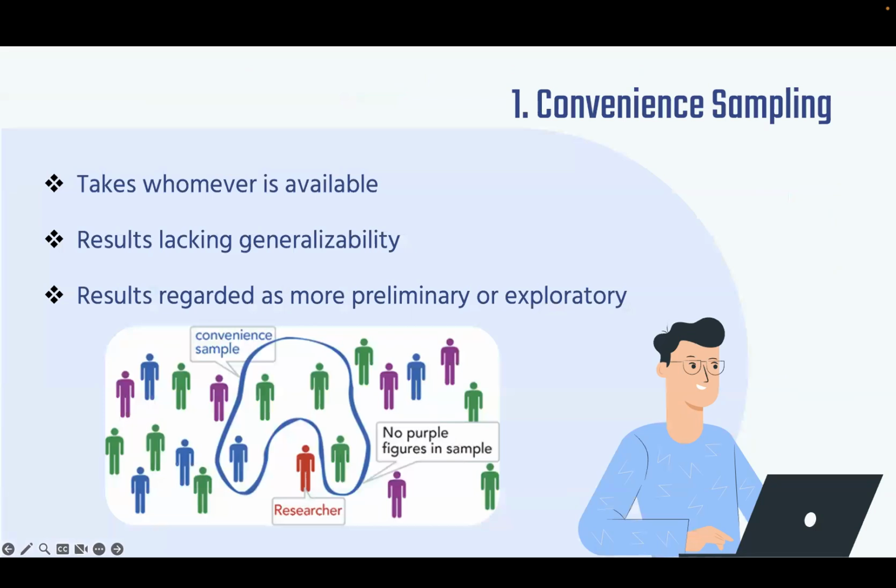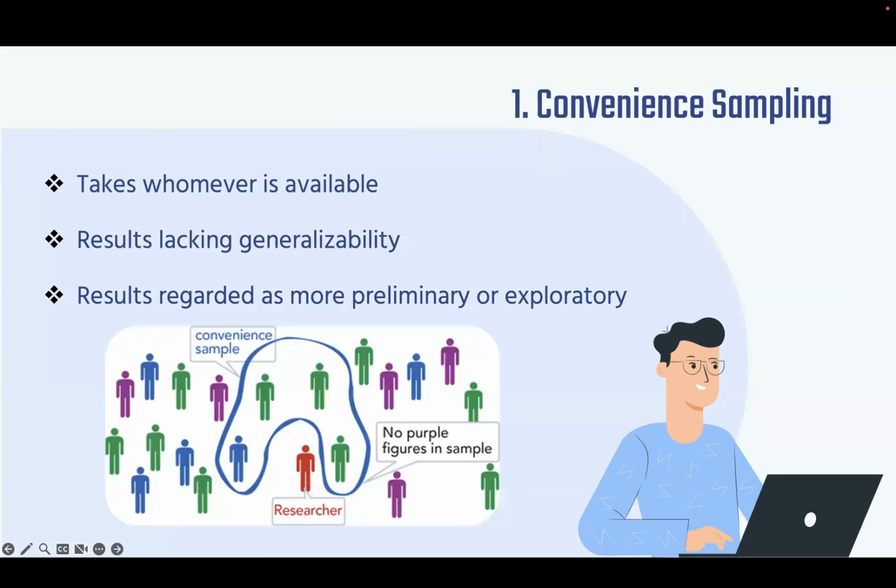So, convenience sampling. Imagine you are throwing a party and you need a quick guest list. You don't have time to sift through your contacts, so you shoot a message to a group chat that's always buzzing. The first 10 to reply are in. Easy, right? That's convenience sampling, and it's like grabbing whoever is available.